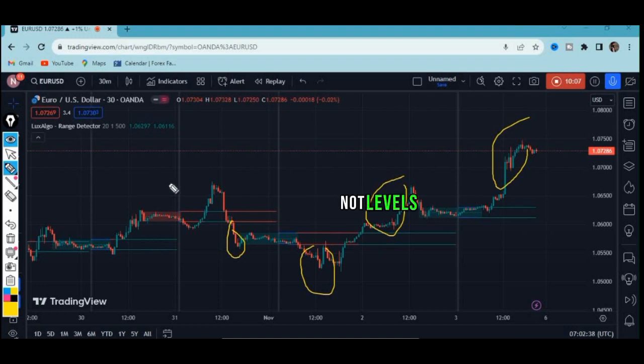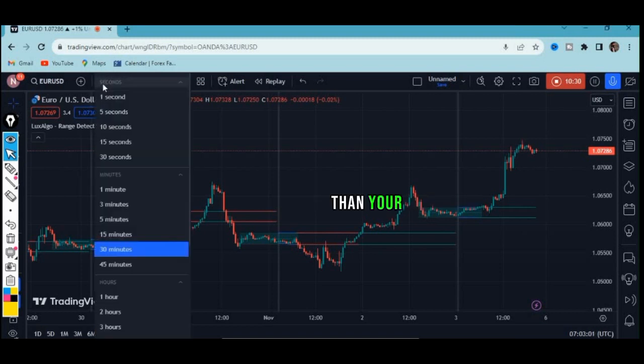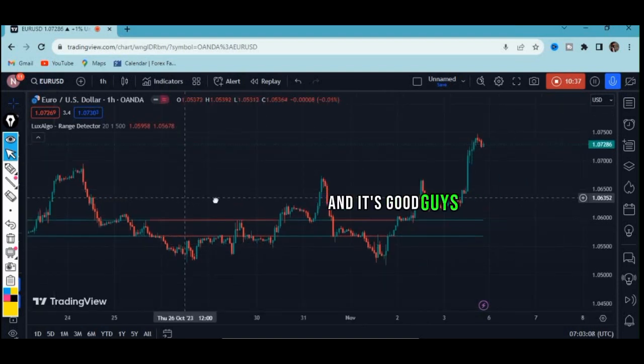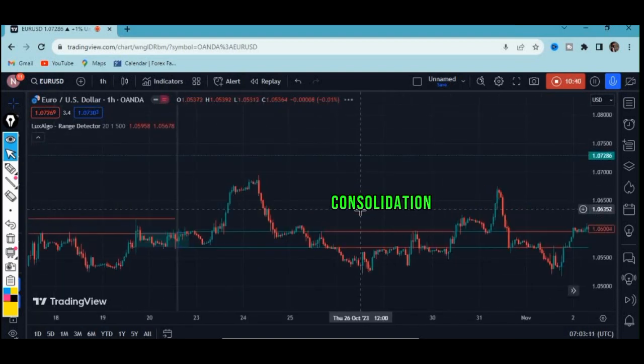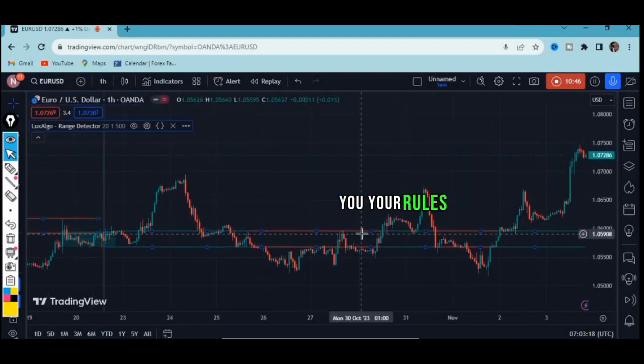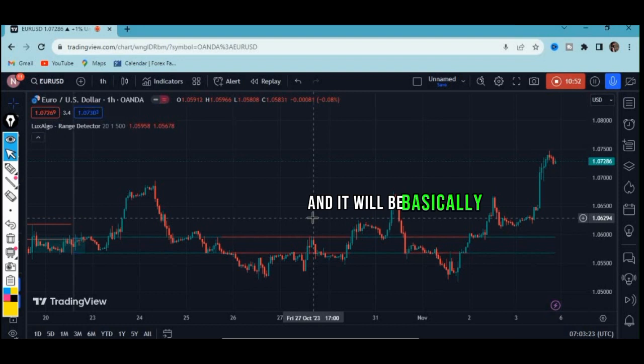So these are not levels you should joke with. These are not levels you should ignore. These are not levels where you should take your trades. The secret here is waiting to trade with the smart money. Follow the smart money direction, and so you will be able to take your trades in real time effectively, and you make more money than your losses. Okay, it is a very great strategy that I've given you, and it's good, guys, that you use it. Also, you can look for consolidation on the 1 hour, because consolidation can happen anywhere, but I can tell you your rules must be met. You have to make sure where your candlesticks are closing, and it will be super easy for you to take your trades.